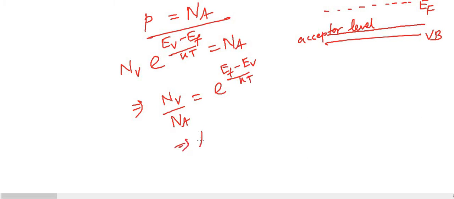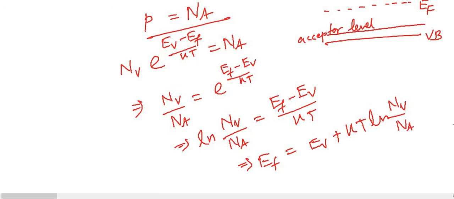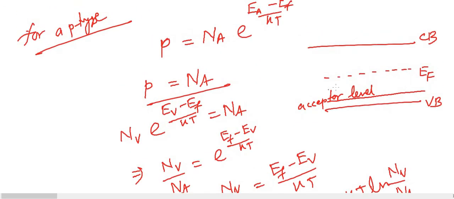So if we take the logarithm, ln meaning log base e, on both sides, then ln NV by NA equal to (EF minus EV) by KT. So from this, EF equal to EV plus KT times ln NV by NA. So it states that the Fermi level will be down. This is the new Fermi level.